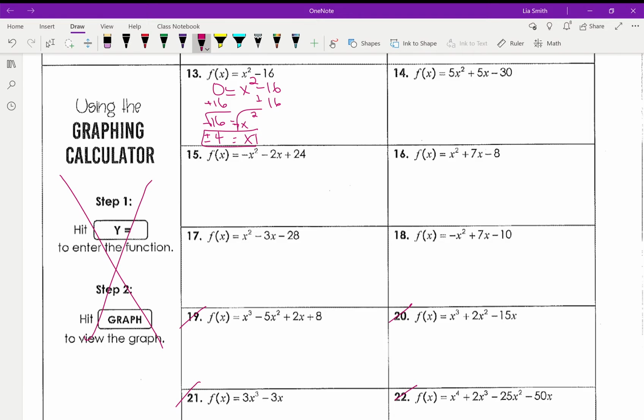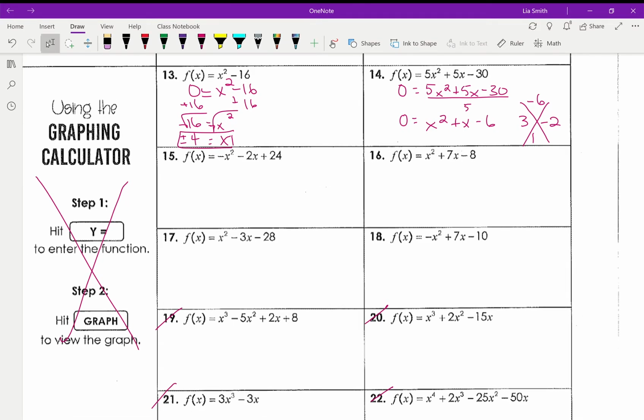Okay, let's do another one where we have to factor. If we look at number 14 here, I'm going to set it equal to 0. The first thing I notice is how obnoxious that 5 is out front. Is that a GCF? Can I divide by it? You bet. So then we get x squared plus x minus 6. Now I can factor. What multiplies to 6 and adds to 1? That would be +3 and -2. We get x plus 3 equals 0, so x equals -3. And then we have x minus 2 equals 0, so x equals 2.